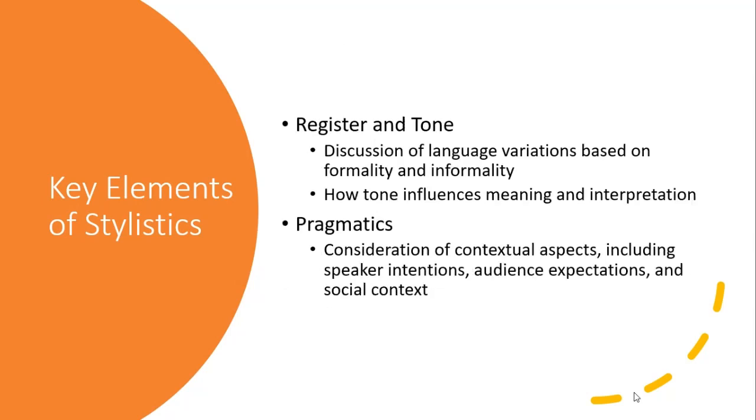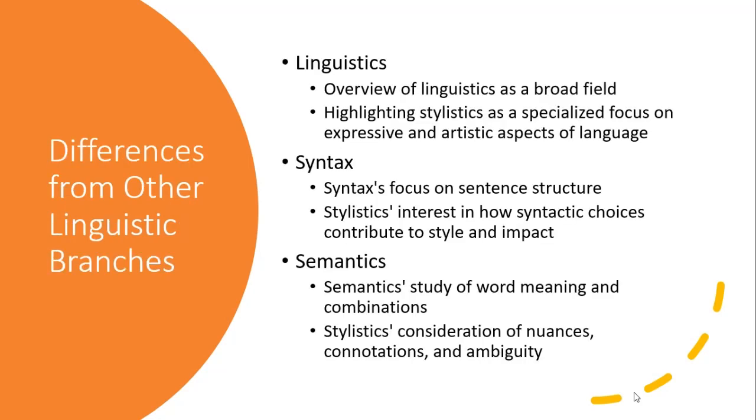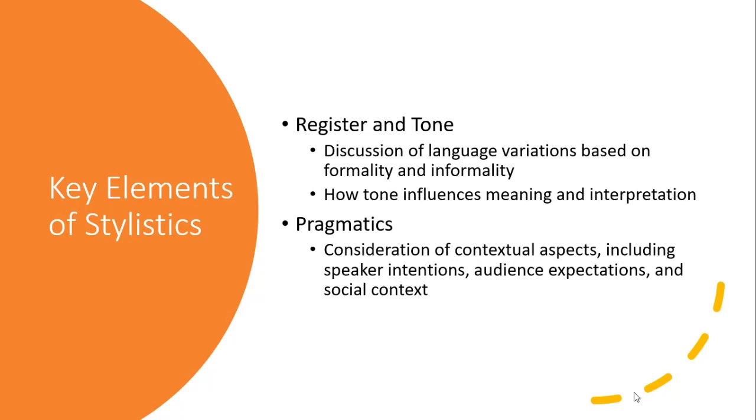The next one is register and tone. Register is basically the use of language in a particular context or with reference to profession, formality, or informality. So stylistics analyzes the variations that are used in different situations or conditions to get different meanings, and it also sees how tone influences the meaning or interpretation.